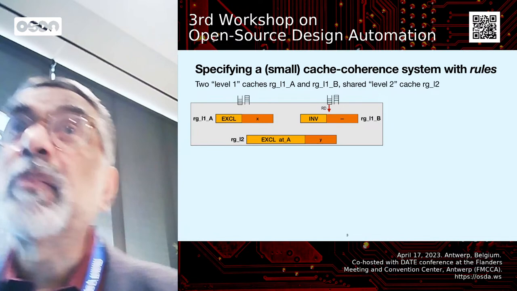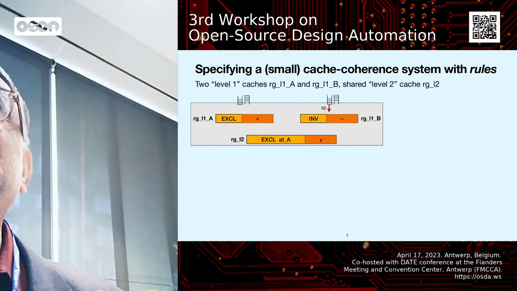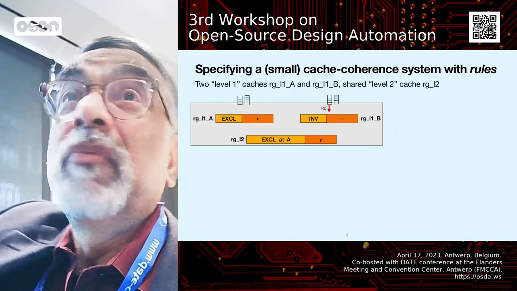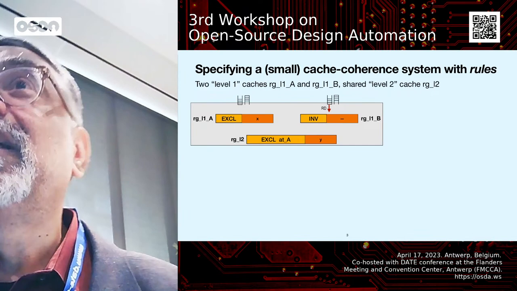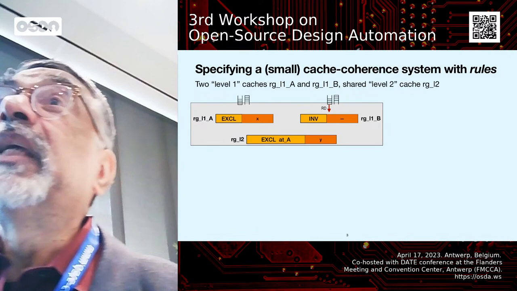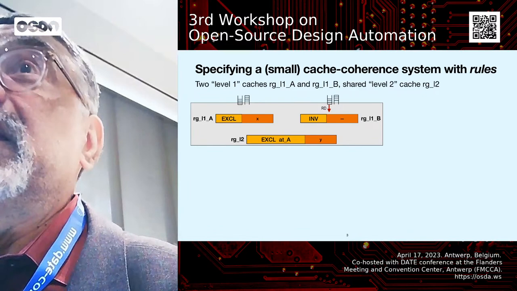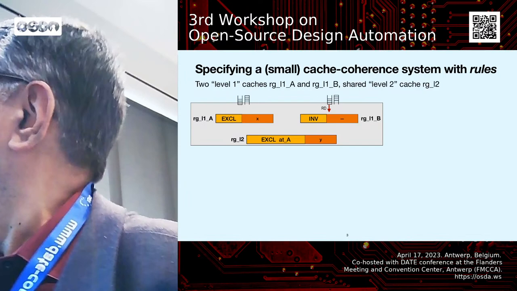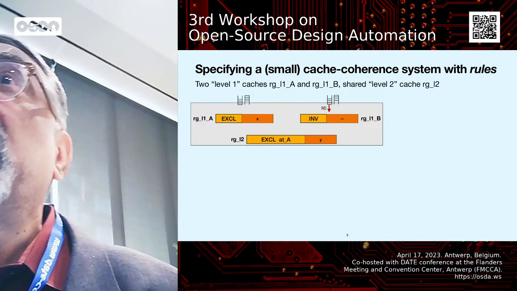I'll start by giving a small example. Just imagine a very small toy coherent cache system. In this example, L2 is your L2 cache. We have two L1 caches, A and B, and we have FIFOs that carry read-write requests from, let's say, two CPUs into the L1 caches, and they may be coming concurrently. Let's imagine this is the initial state of the system where L1A has the data X in exclusive mode. Maybe it recently did a write onto the data. It's invalid in L1B, and L2 has a notation that it's available in exclusive mode in A, and perhaps has an old value Y in it.